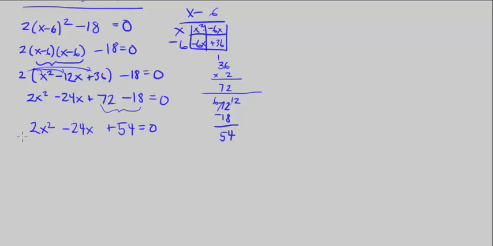Okay, so now when we have this quadratic equation, normally we would just plug it into the quadratic formula using a is 2, b is negative 24, and c is 54. Okay, but we're asked specifically not to use the quadratic formula. So what can we do? Well, we can factor this. So do you see anything that we could divide into all three of these terms?